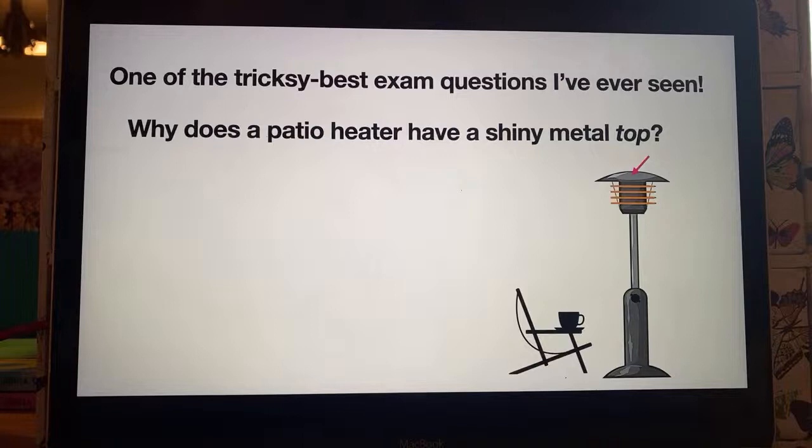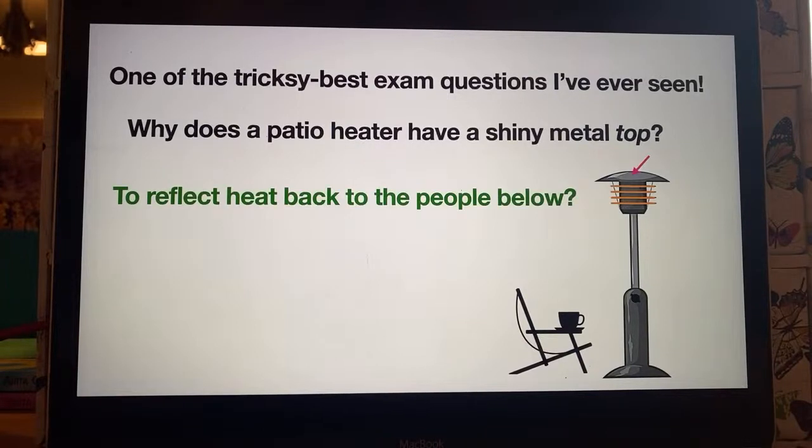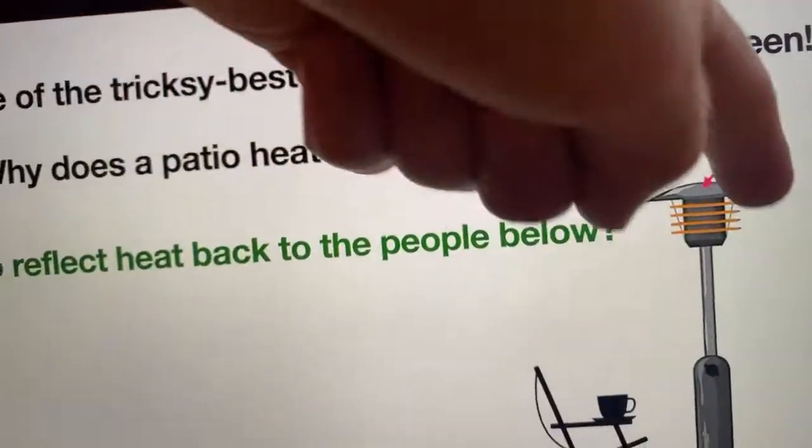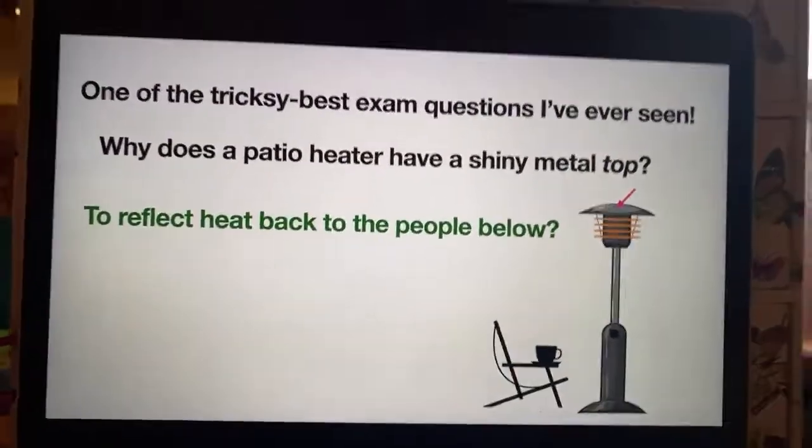It was a brilliant question because everyone knew loads of stuff, everyone gave really good answers, and I'm sure most people writing the answers sort of knew that they were wrong, but they couldn't work out why they were wrong. So a lot of people said to reflect heat back to the people below. That's quite possibly what I would have written. But you know that's not right, don't you? Because it's on the top. So even as you were writing that, thinking, oh, maybe I'll get a mark, you knew that it wasn't, because that would be why the bottom of the patio heater was shiny underneath. It doesn't explain why the top is shiny.